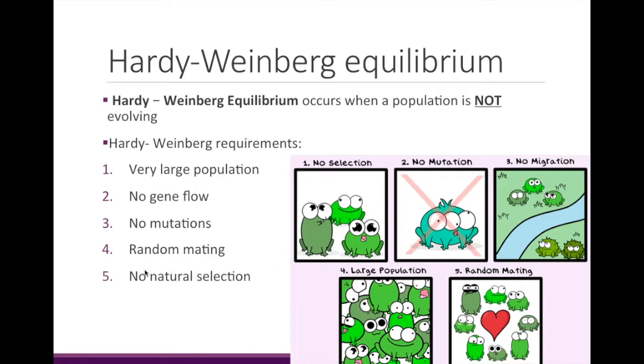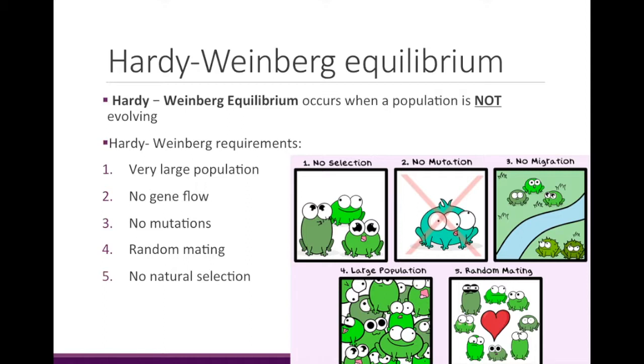Number 5 is no natural selection. What this really means is that none of the physical traits are any better than any other. So if all traits are equal, then natural selection can't select for or against any of the traits.